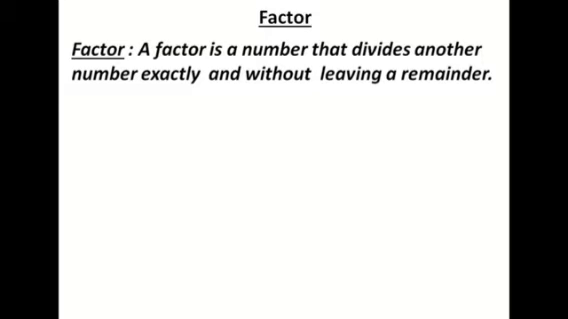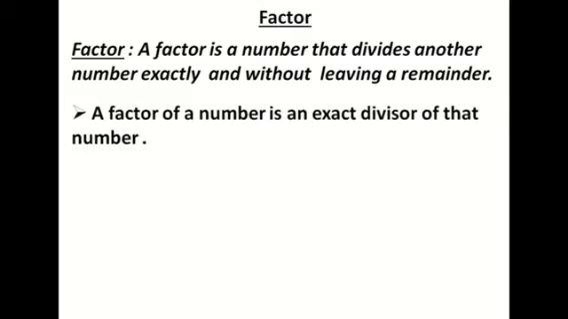Okay. So I'm repeating the statement. Here, a factor is a number that divides another number exactly. Exactly means there will not be any remainder. Remainder will be 0. Okay. So in other words, what can we say? We can say that a factor of a number is an exact divisor of that number. I have given you one example taking 6, and I divided 6 by 2 and 3. You have seen in both ways you got remainder as 0. So 2 and 3 both are factors of 6.